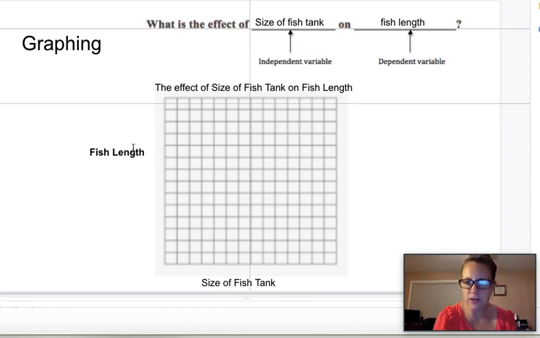So that kind of finishes all of our information about graphing. If you have any questions, go ahead and ask your teacher.